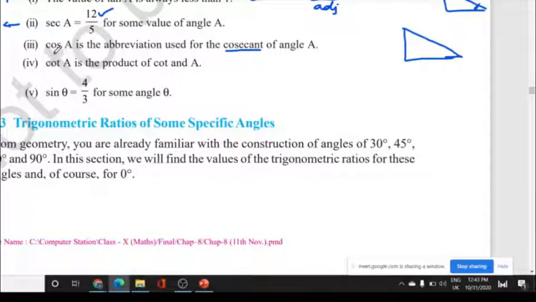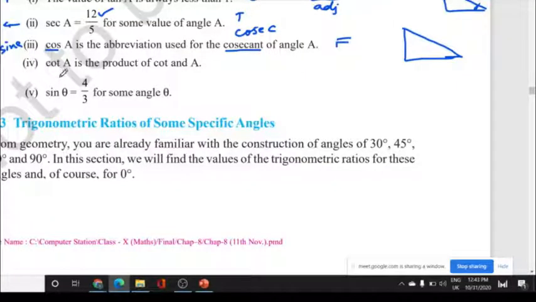Now, cos A is the abbreviation used for cosecant. Is cos the abbreviation for cosecant? No, that's cosine. For cosecant, we call it cosec. The short form of cosine is cos, not of cosecant. The short form of cosecant is cosec. So this is again false. The second one is true. The third one is again false.